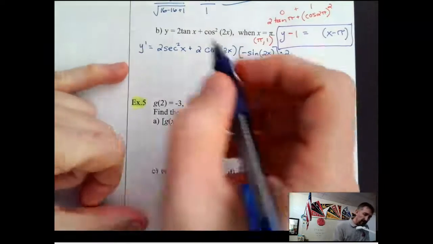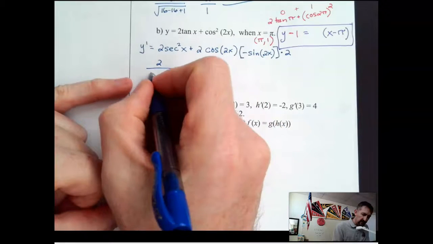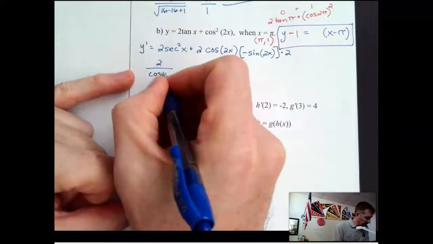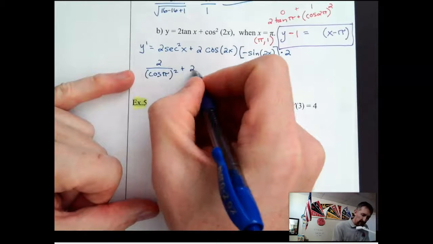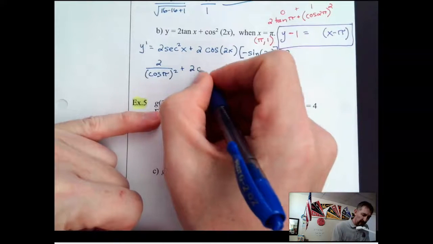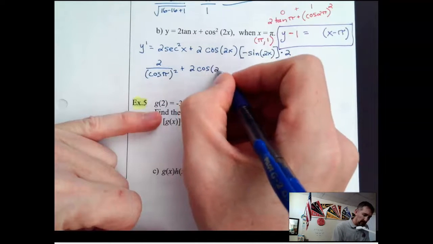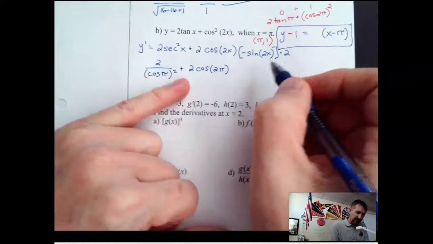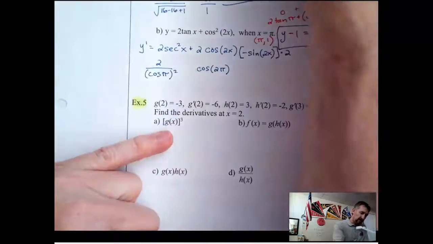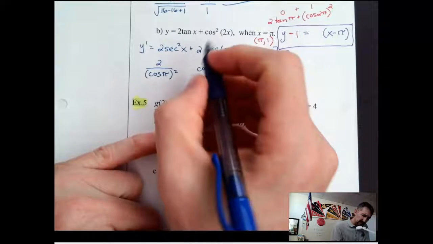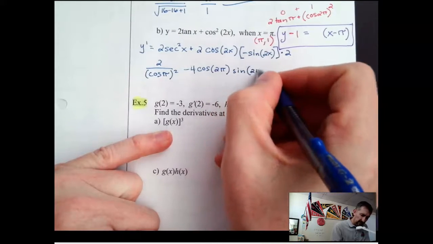Okay, so this is going to be 2 over, secant is 1 over cosine, so this is going to be cosine of pi, and that's going to be squared, plus 2 times the cosine of 2 pi, cosine of 2 pi. Probably would be good to simplify some stuff. So that negative, that's going to be negative 4, cosine 2 pi, and then sine of 2 pi.